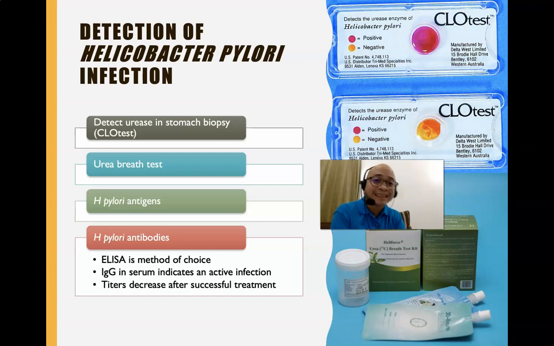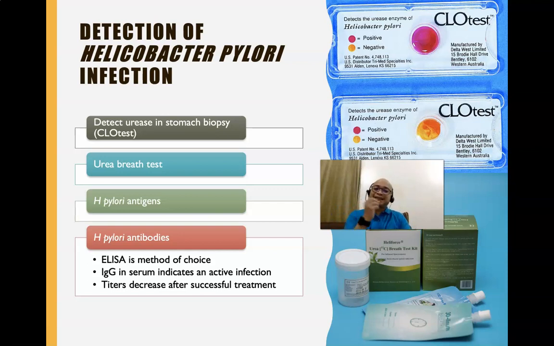Here it detects the urease enzyme of Helicobacter pylori, which means that if you have a dark pink color after the addition of the gastric biopsy material, then it is positive for the urease enzyme. So the other one is the urea breath test.